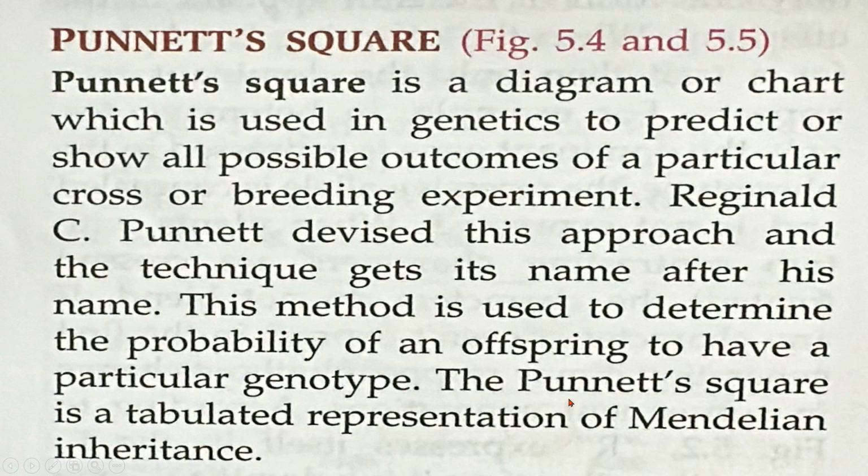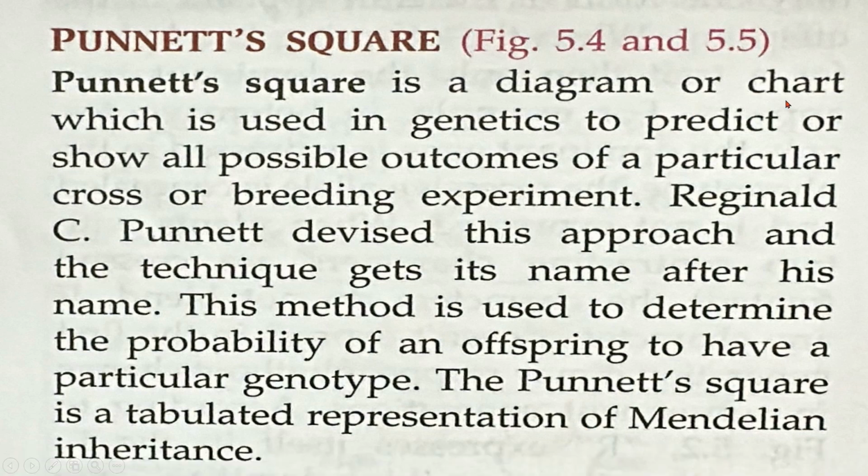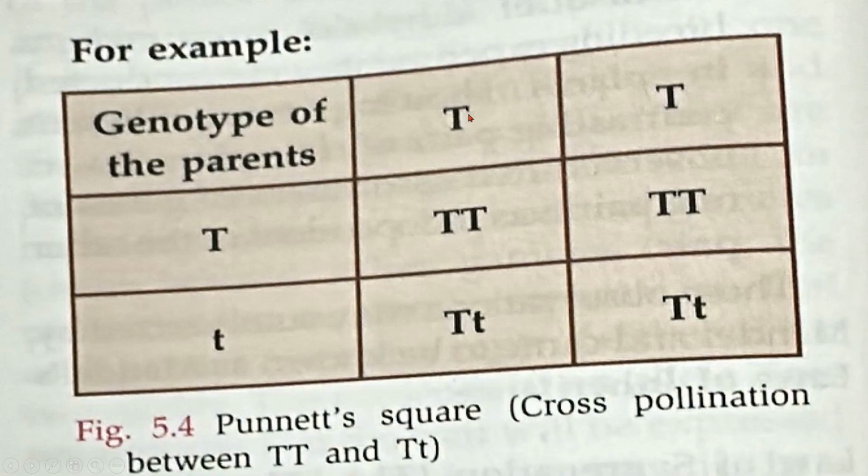Now, so what is a Punnett square? It's a diagram or chart which is used in genetics to predict or show all possible outcomes of a particular cross or breeding experiment. So now you can see here, this is a Punnett square for cross-pollination between homozygous tall and heterozygous tall. You can see all the possible combinations.